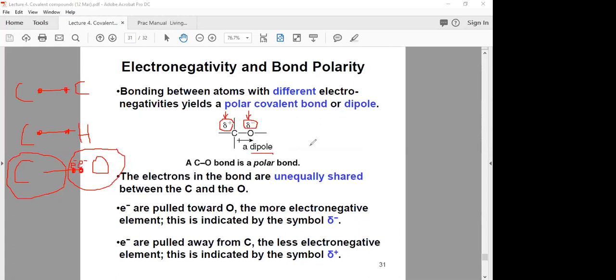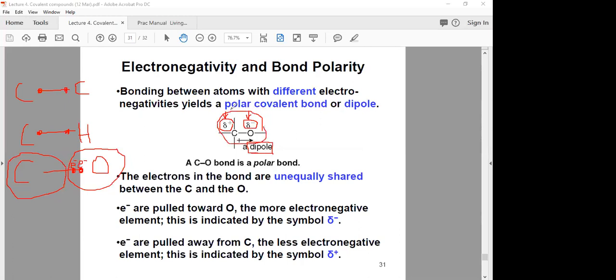A magnet? A magnet, yeah. What else? A battery? A battery, yes. Excellent example. Yes, opposite poles, different poles, positive and a negative. That's the best way to think about this term, a dipole. And that's what we have here, a dipole.